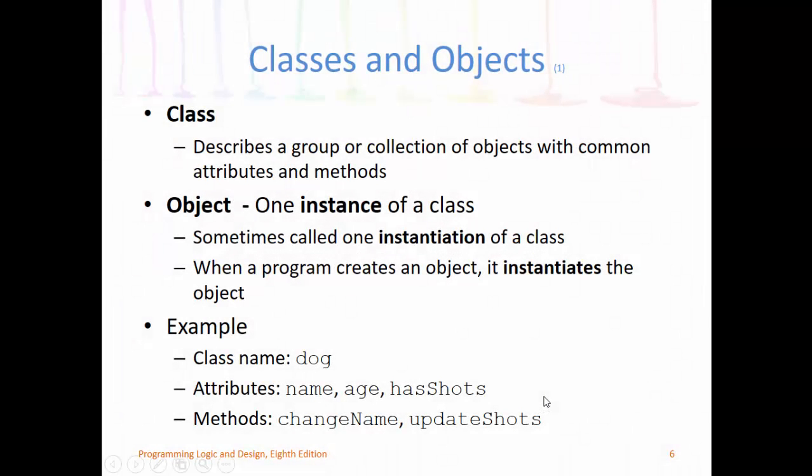Let's quickly discuss some concepts and terms associated with classes and objects. A class describes a group or collection of objects with common attributes and methods. Remember, a class is like a plan or a blueprint. An object is one instance of a class. It's sometimes called an instantiation of a class because when a program creates an object, it instantiates the object.